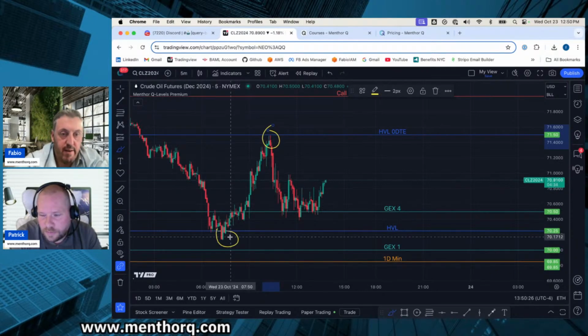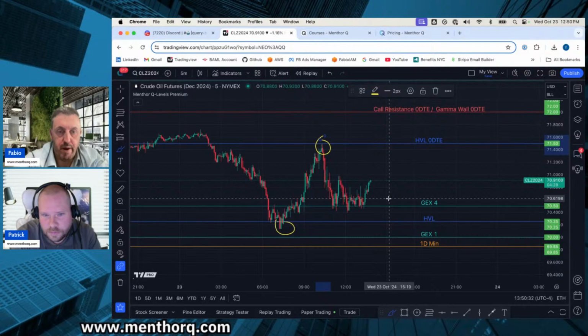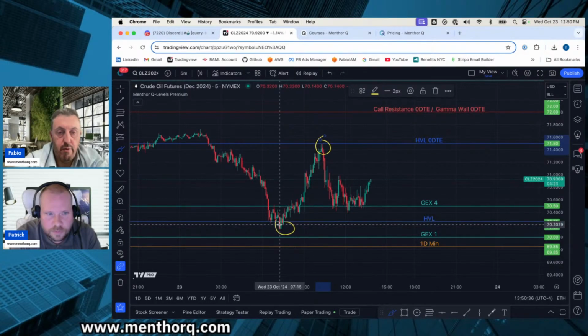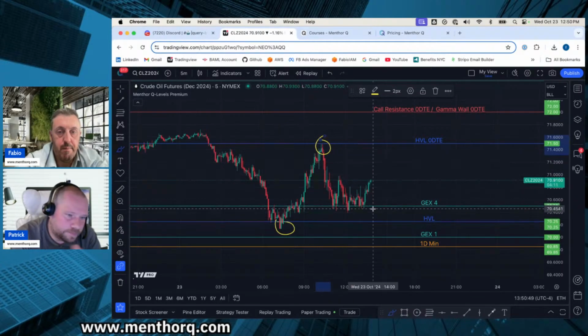And here we have another great example, Patrick, on crude oil from this morning. Price is dropping, touches the high vol level right here this morning, massive push all the way up, rejection right at the high vol level 0 DTE, and now we're consolidating down here on JEX 4.